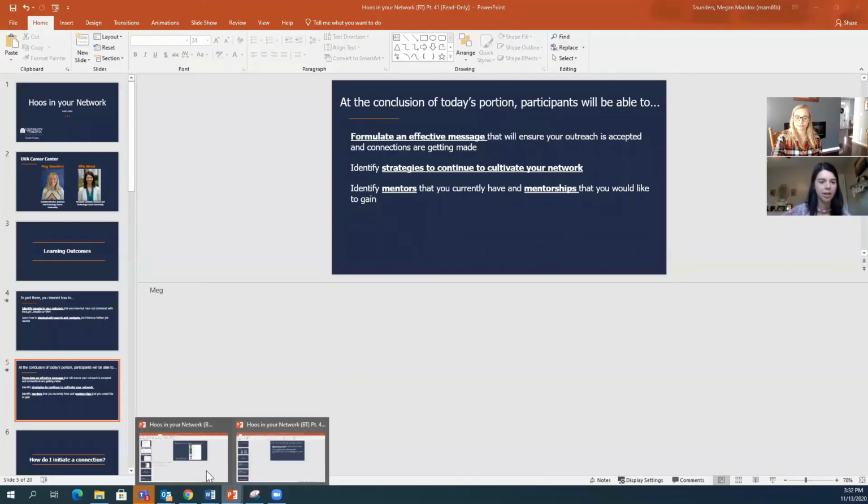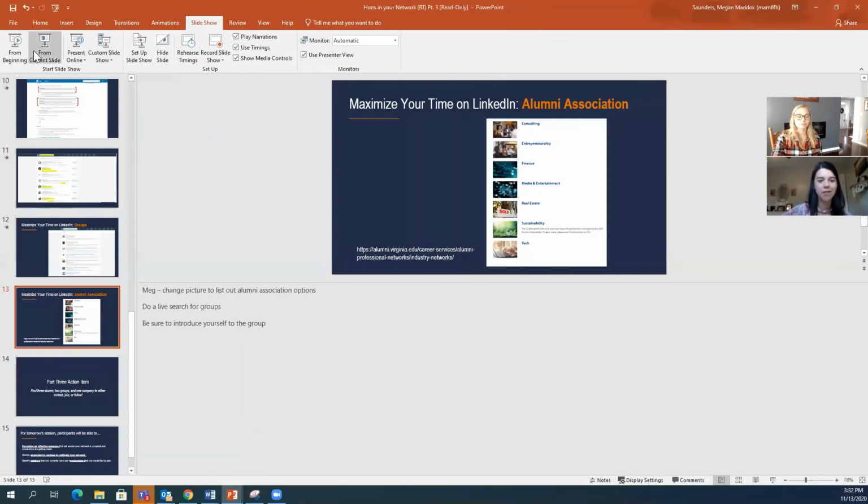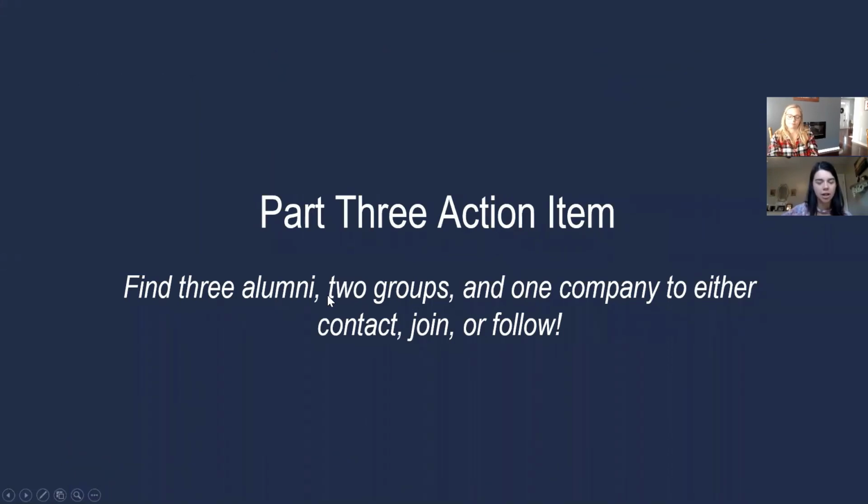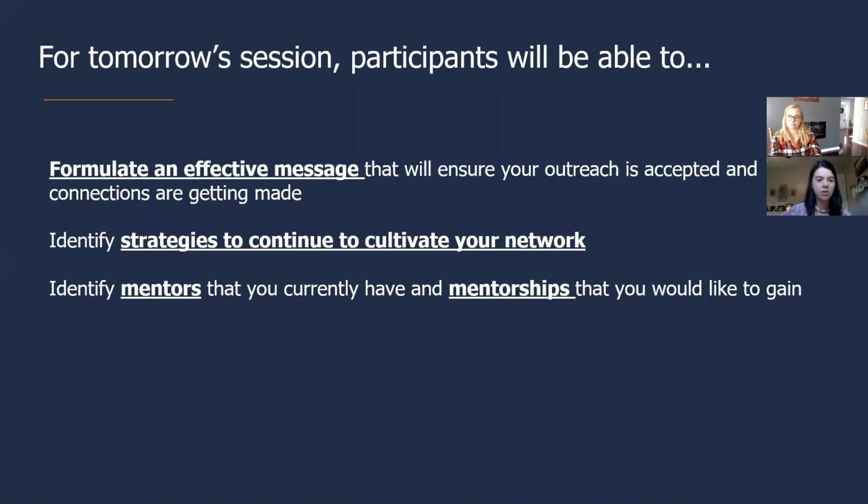Awesome. Thanks, Meg. So we have covered a lot of ground today. Hopefully you have learned something new and exciting. We've got a couple of action items that we would like you all to try and do before our next session. We want you to use some of those search optimization tricks, as well as utilize and leverage that UVA alumni base to find 3 alumni, 2 groups, and 1 company to either contact, join, or follow. Again, we're going to get more into what the actual contact looks like tomorrow, but this is a great opportunity to start thinking about who those people might be.